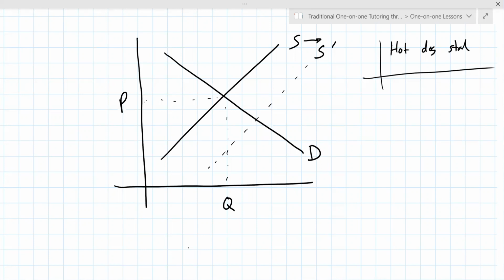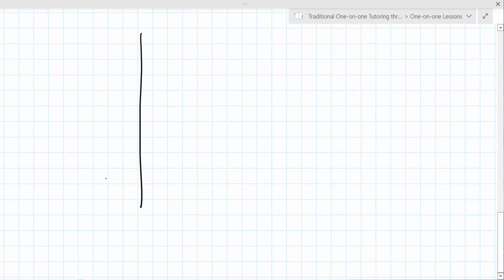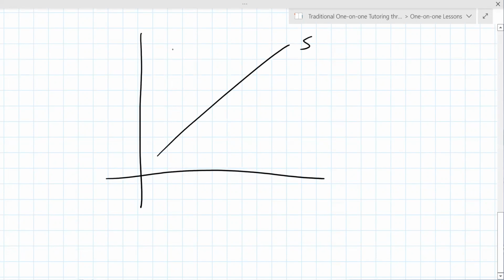Decreasing? Increasing. Okay, let's use a different example. Let's say the price of buns decreased. Why would that cause the supply to increase? Every hot dog, you need a hot dog bun to go with it. No, wait. If buns decrease, then that would mean the supply shifts to the left because they're running out of materials. No, the price went down.